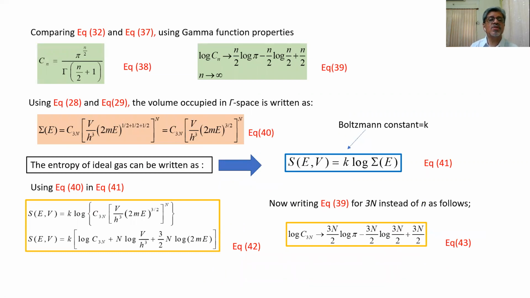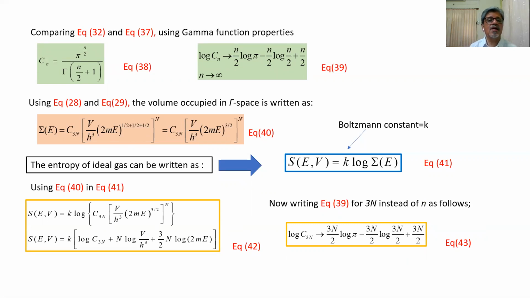Now, comparing equation numbers 32 and 37 and using the properties of a gamma function, we can write C_n equal to pi^(n/2) divided by gamma(n/2 + 1). That is equation 38. And for the coefficient, we can write log C_n tending to n/2 log pi minus n/2 log n/2 plus n/2, if n tends to infinity, by the gamma function's definition. That is represented by equation number 39.